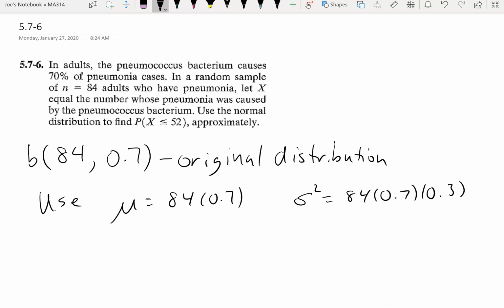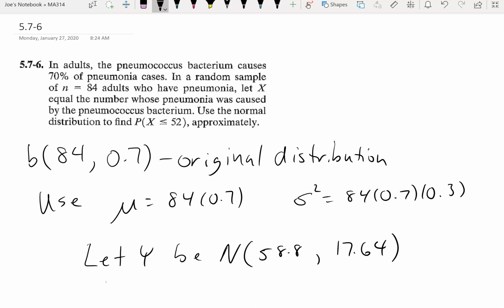Remember the variance is n times p times 1 minus p. So we're going to use that mean and that variance, and then we'll let Y be normal with mean 84 times, what is it, 58.8, and then the variance is 17.64. So our Y is going to be a normal distribution with mean 58.8, variance 17.64.